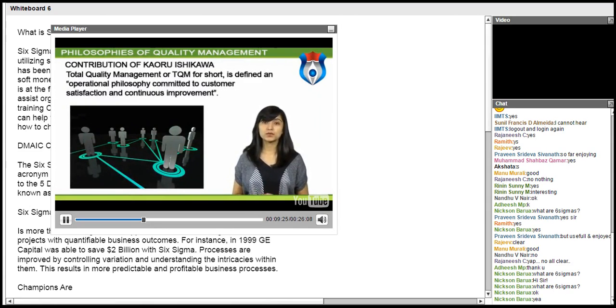Let us discuss the contribution of Kaoru Ishikawa. Total Quality Management, or TQM for short, is defined as an operational philosophy committed to customer satisfaction.